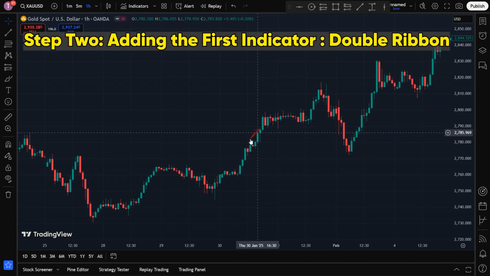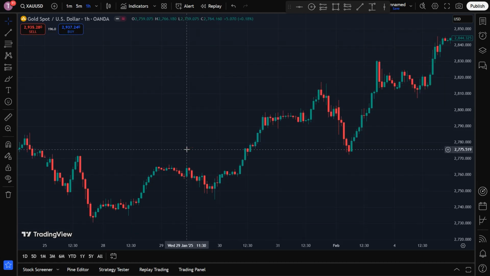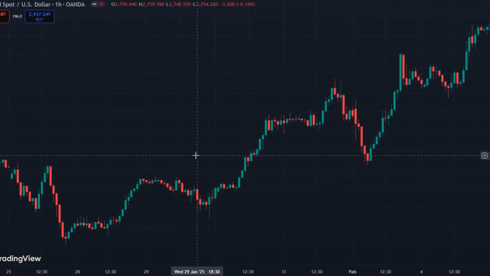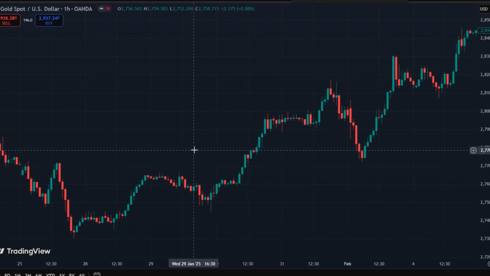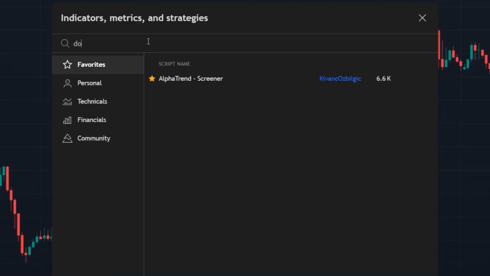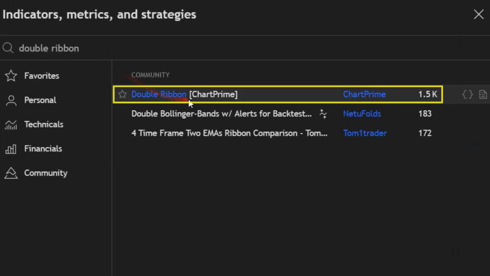Now, it's time to take a step forward. If your trades haven't been accurate until now, or you always get stuck in the wrong trends, this indicator will save you. Go to TradingView, Indicator section, search for Double Ribbon by Chart Prime, and add it to your chart.